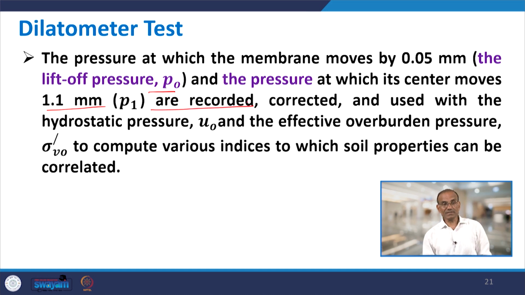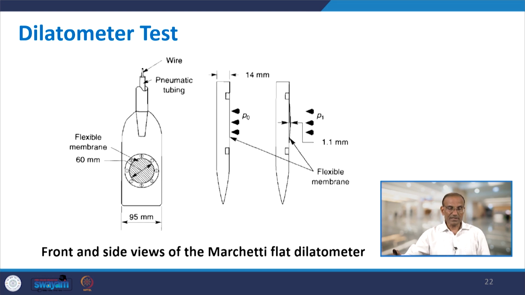So, you are recording two things: the lift off pressure, and another pressure at which its center moves by a certain distance. One pressure is P naught, another pressure is P1, and these are used with the hydrostatic pressure U naught and the effective overburden pressure sigma V naught to compute various indices to which soil properties can be correlated. So, you have the lift off pressure P naught, the pressure P1 by which the center moves 1.1 mm, the hydrostatic pressure and the effective overburden pressure. These four will be used to calculate the indices in the dilatometer test.